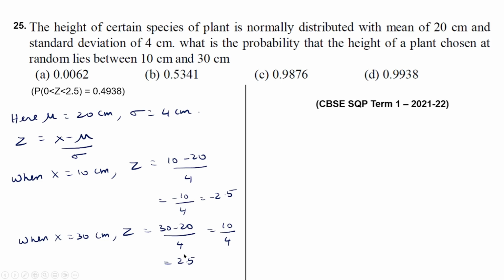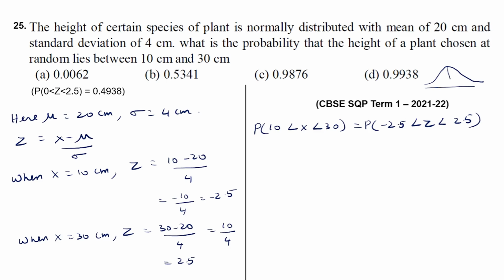This is the z-score. So when x is 10, z is minus 2.5, and when x is 30, it is plus 2.5. We need to find the probability of 10 less than x less than 30. It is the probability of minus 2.5 less than z less than 2.5. Here we have the probability of 0 less than z less than 2.5 given as 0.4938. So if we consider the standard normal distribution curve, here we have 0, here we have 2.5, and here we have minus 2.5.